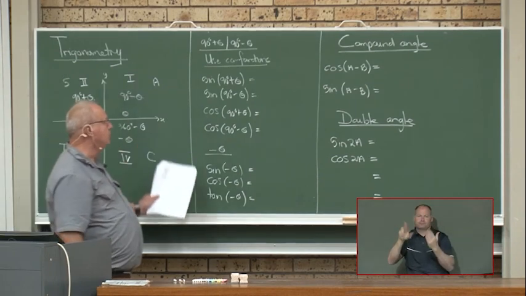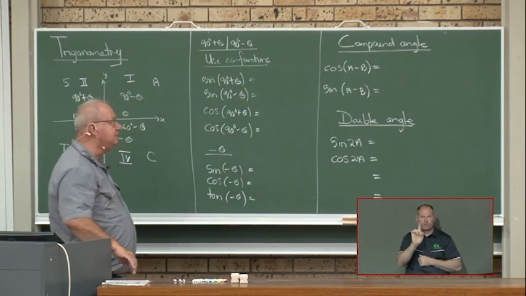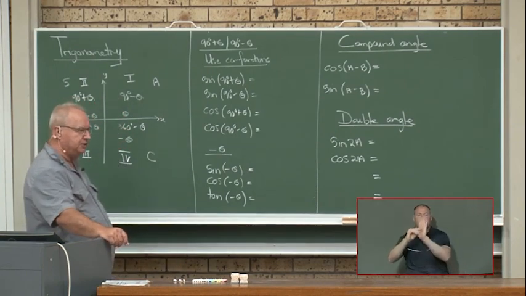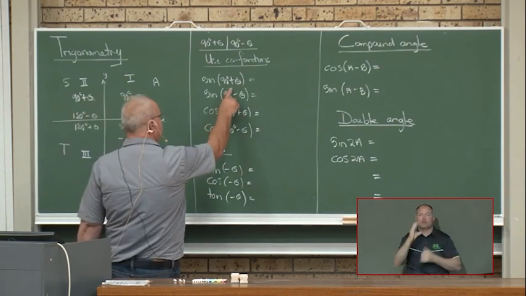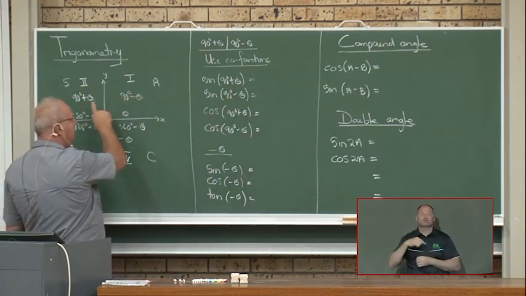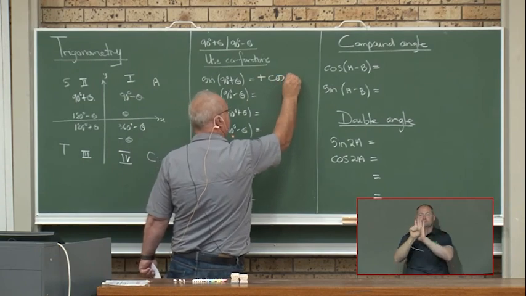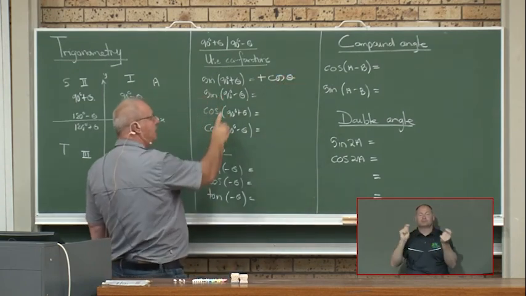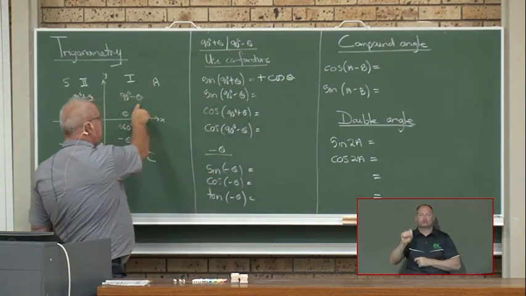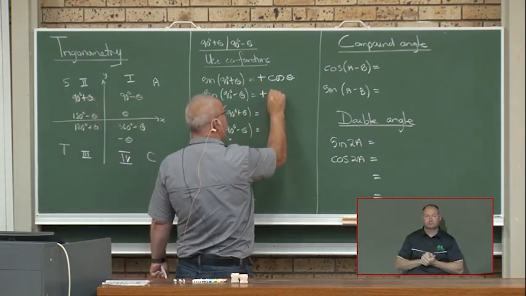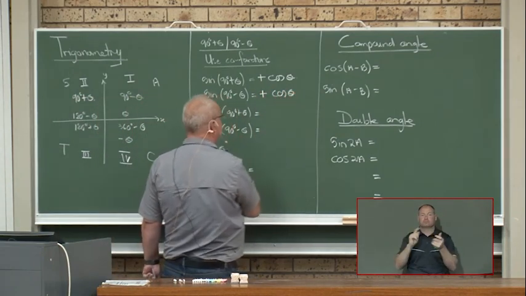Things to take note of: when we're busy with 90 degrees minus theta and 90 degrees plus theta, we make use of co-functions. We say 90 degrees plus theta is found in the second quadrant. In the second quadrant, sine is positive, but it will change to the cos of theta. 90 degrees minus theta is found in the first quadrant. Sine is positive in the first quadrant, and it will change to the cos of theta.